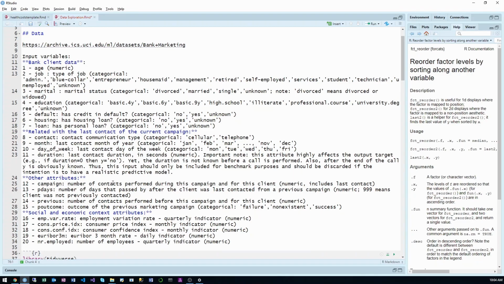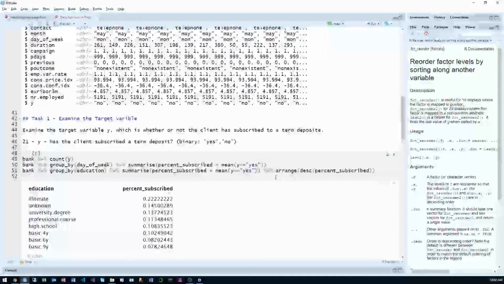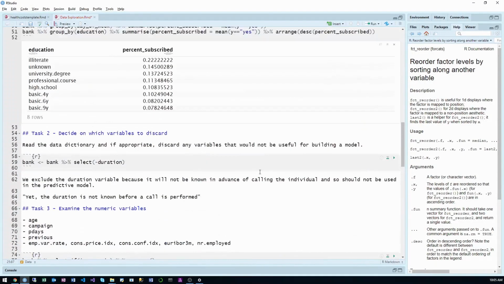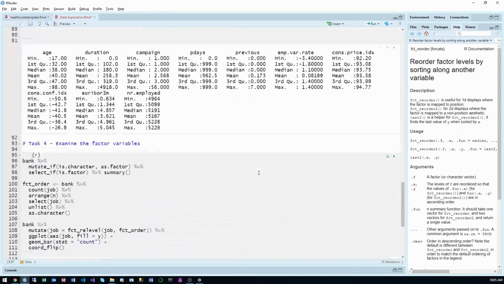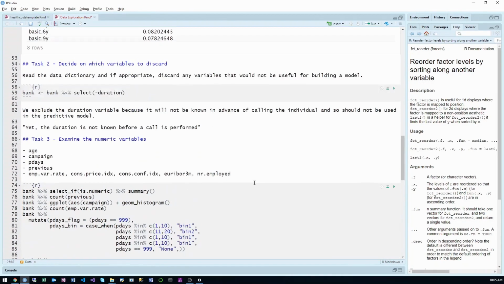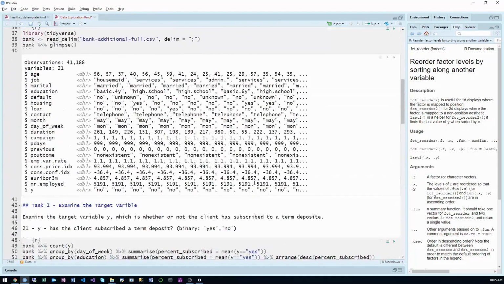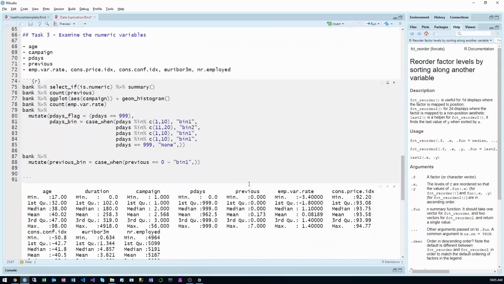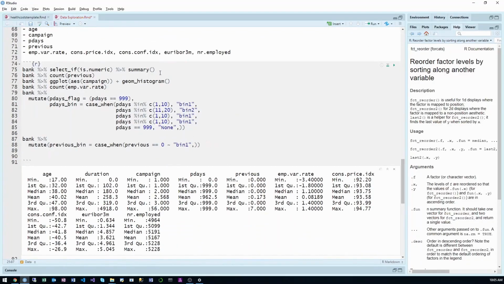So in this case, the campaign is just the number of contacts performed during this campaign for the client. So it could be that this is just a unique case. This is just a case that actually had 60 contacts. And so excluding it would be missing information. It would be removing useful information from the data.